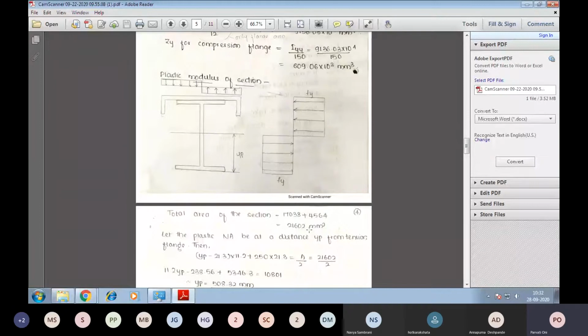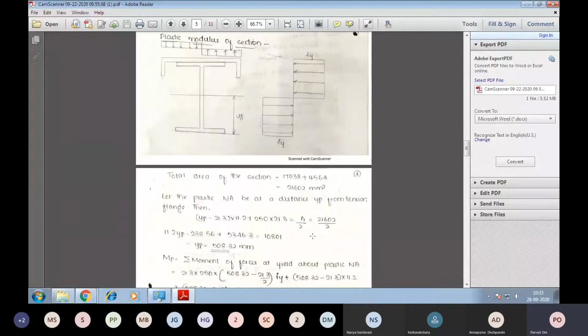So this will be divided at a distance of half. Half means the neutral axis will be dividing this 21602 into half. Let us see it in the next step. So let the plastic neutral axis be at a distance of YP from the tension flange, that is nothing but the bottom flange, because tension occurs at the bottom here. So how to calculate YP? YP will be, see here, the neutral axis is dividing it as half, right?